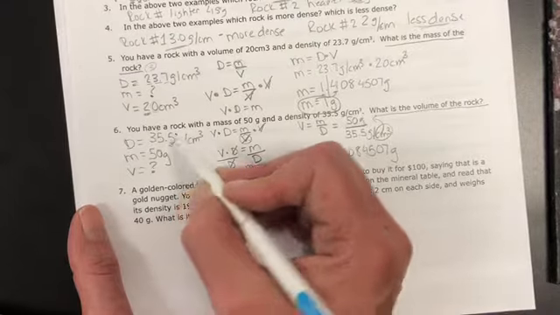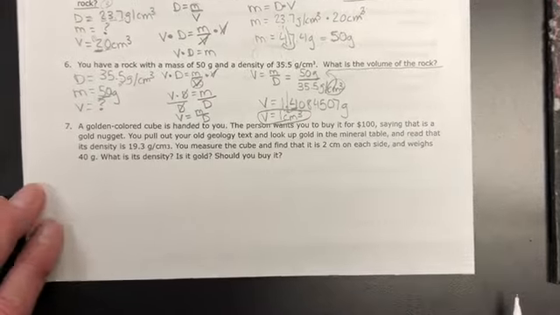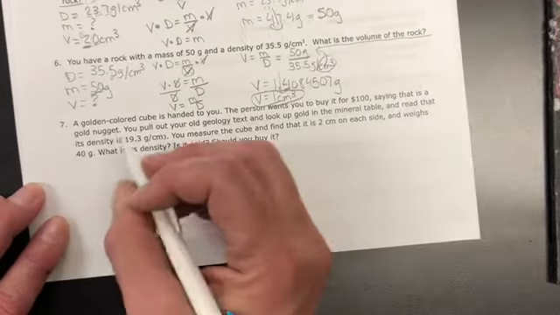Okay, last demonstration, and then you're going to be on your own. Okay, so a golden colored cube is handed to you. The person wants you to buy it for $100, saying that it is a golden nugget. You pull out your old geology textbook to look up gold in the mineral table and read that its density is 19.3 grams per milliliter. You measure the cube and find that it is 2 centimeters on each side and weighs 40 grams. What is its density? Is it gold? Should you buy it? So that's our first one that we're going to look at. These are the questions we're trying to answer.